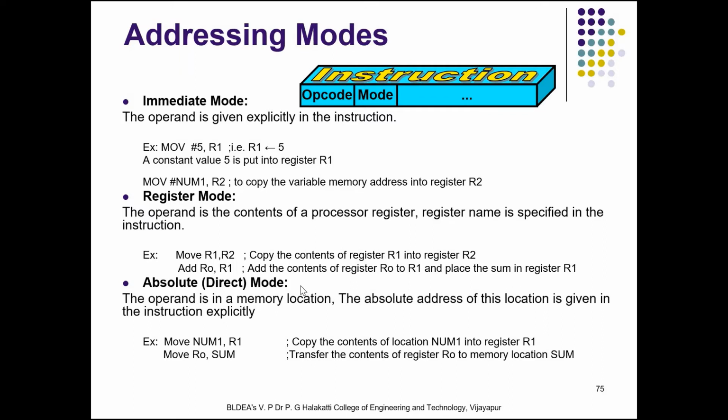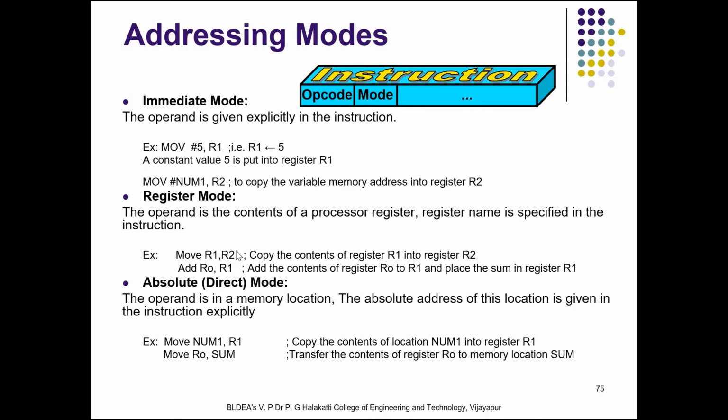Now coming to absolute, or what we call direct mode. Here the operand is in a memory location. The absolute address of this location is given in the instruction explicitly. So see the examples here. Here we have move num1, R1. Now the content of the location num1 is copied into the register R1. Similarly, we have here move R0, sum. So it will transfer the content of register R0 to memory location sum.